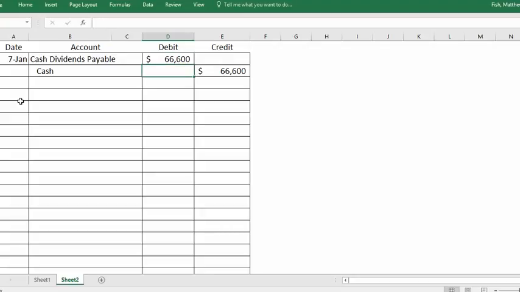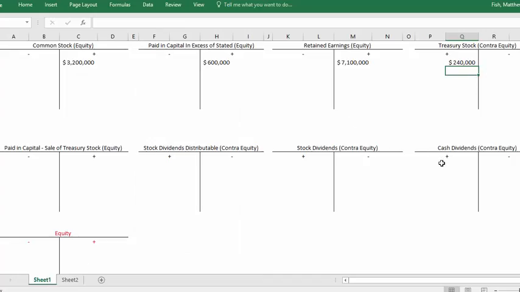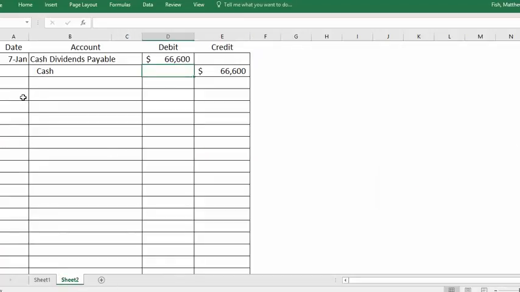$600. So that's the first entry, and if you wanted to post these to the T accounts right away, you could. Again, we're only going to post them to the T accounts listed in the problem, so not to the cash account. I only care about the equity accounts. So this cash dividend payable account, $66,600, would go down here. Since we debited that account for $66,600, I'd put a debit there. Okay, so we would do that as we keep going through each of these entries.